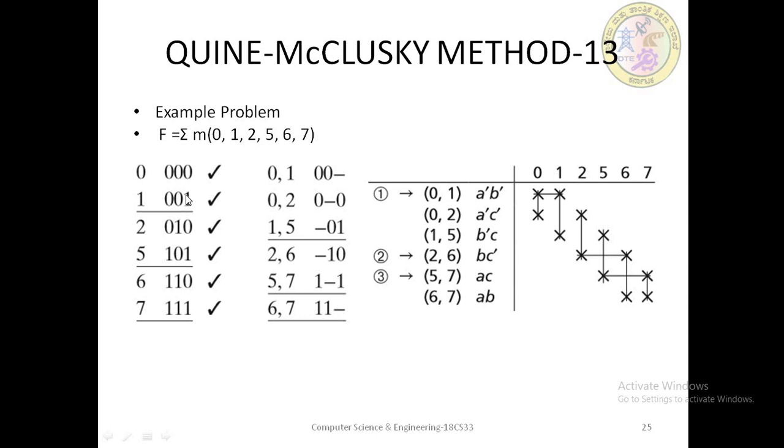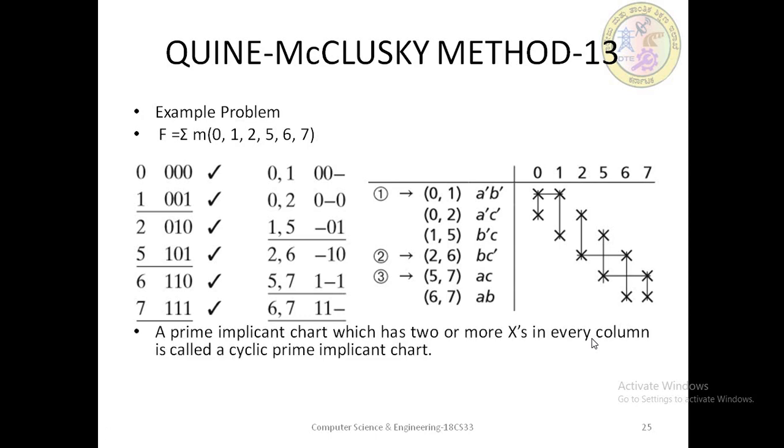compare 0 0, 0 1 and 0 2. That's how it should go. And here also, then we need to compare 1 5, 1 6, 2 5, 2 6. In that way we should compare, and we are ending up with this one. So the end result will be a prime implicant chart that has two or more x's in every column. It is called a cyclic prime implicant chart.